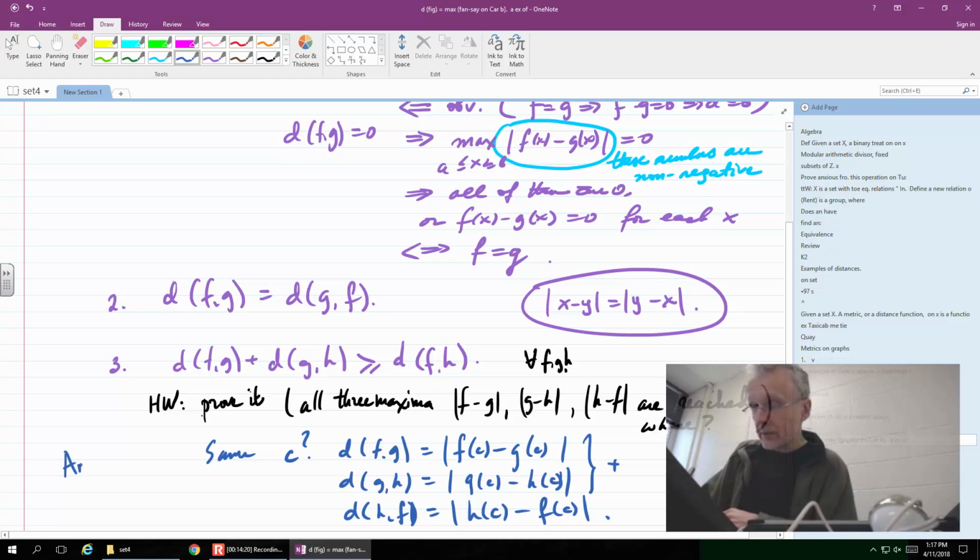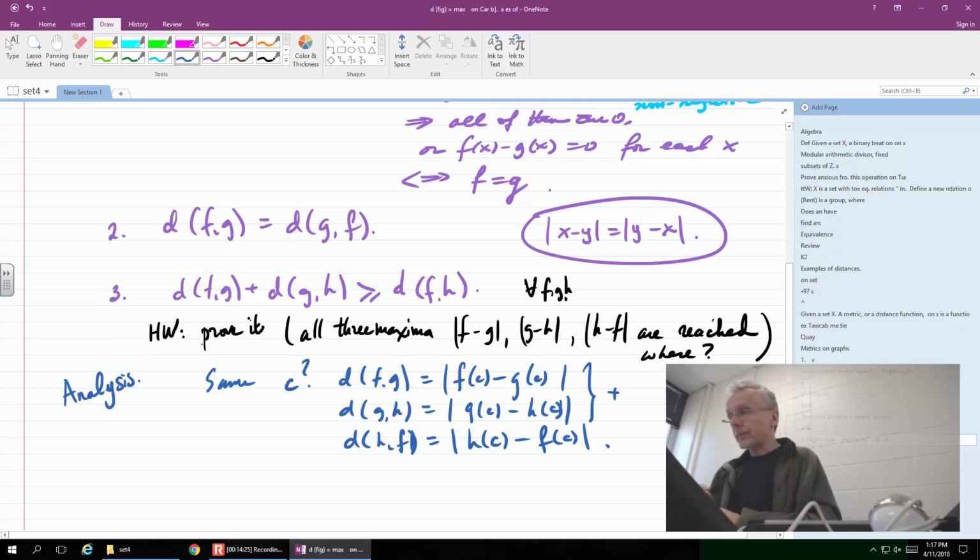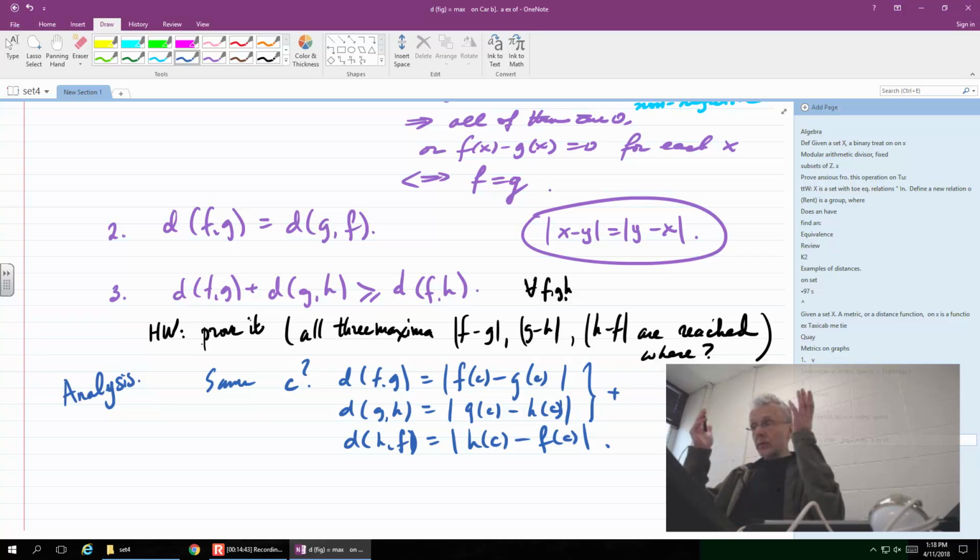So this is analysis. But it's not the case. It doesn't have to be the case, because once these pairs of functions are formed, it's like three functions that have nothing to do with each other, and then the maximum value could be attained anywhere, and you can end up with three separate numbers. Which means that you have six numbers, and you cannot apply the triangle inequality for the reals. So that's the homework to think about.